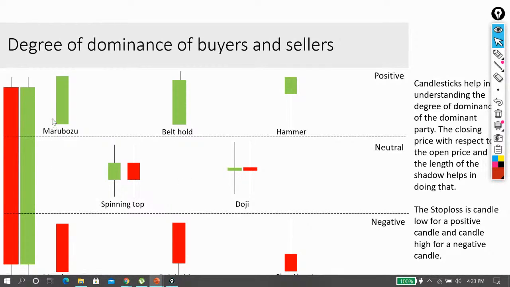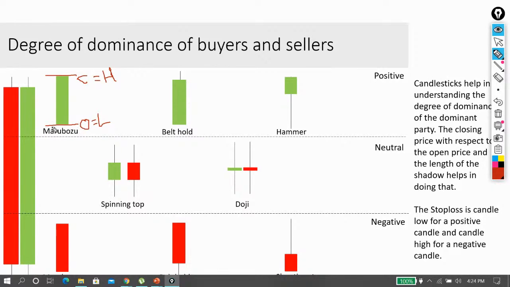Okay. Now, let's consider positive candles first. Let's say the price opens at this level and closes at this level. Here you will see there are no shadows. That is, the opening is equal to low and closing is equal to high. What does this mean?